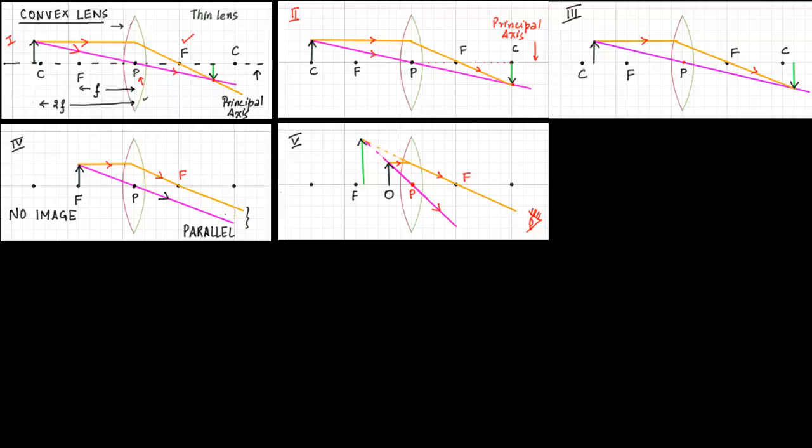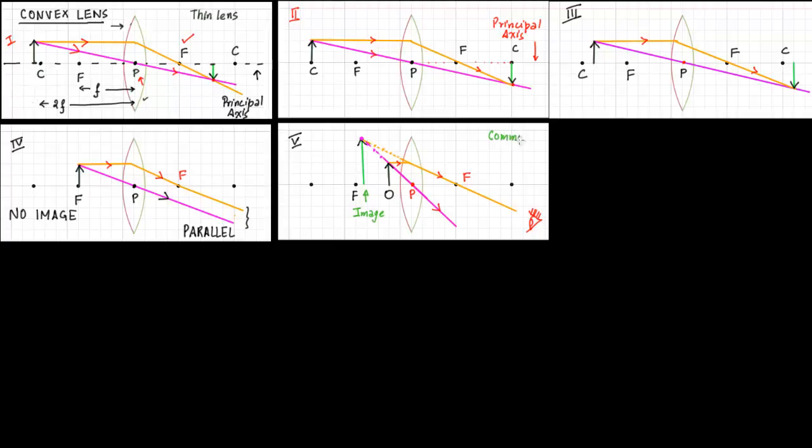So we extend this orange line backwards. We also extend the purple line backwards, and we see both these lines intersect here. So here is where we get the image. Notice that the image seems magnified and it is behind the lens. Notice that the point of intersection is above the principal axis, therefore the image is erect.